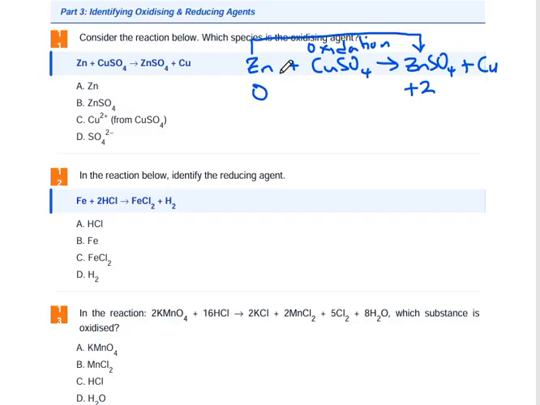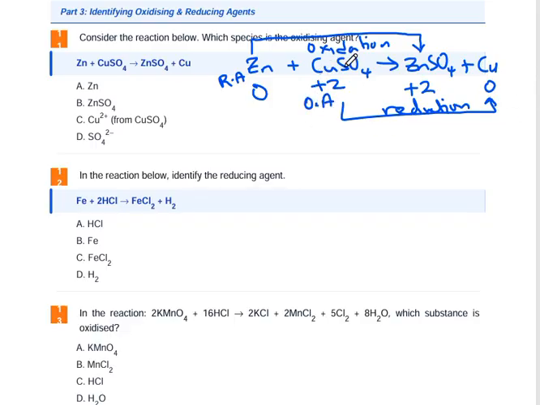Oxidation means that the one being oxidized is called the reducing agent. Zinc is the reducing agent. For copper, the oxidation number of copper in a combined state here is plus 2. Copper here is 0. So plus 2 to 0 is reduction. You see that? So since copper is reduced, copper is the oxidizing agent.